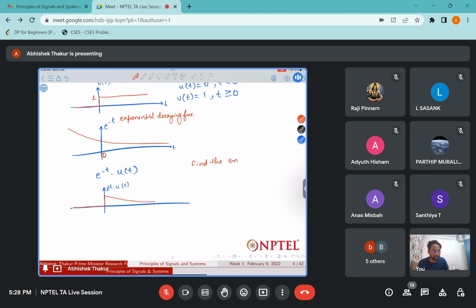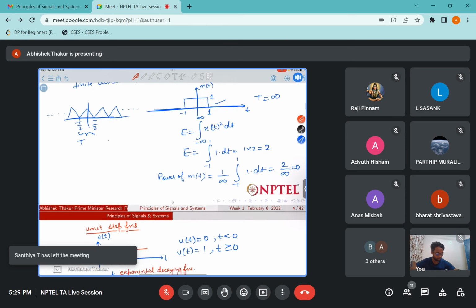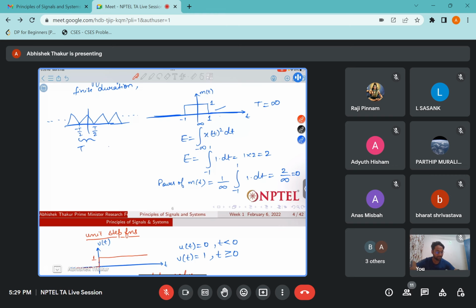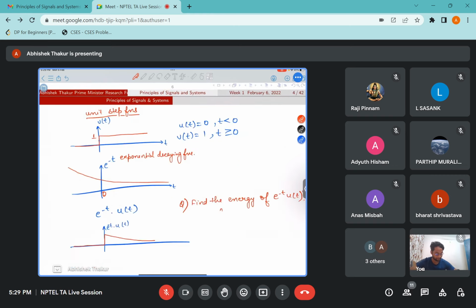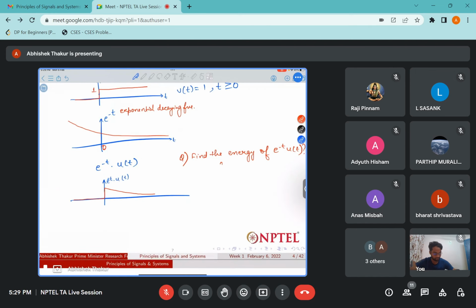Just calculate and answer me in the chat box. Just simply use the formula. Energy is equal to the integral of x(t) square dt, from minus infinite to infinite. And this is an infinite duration signal.